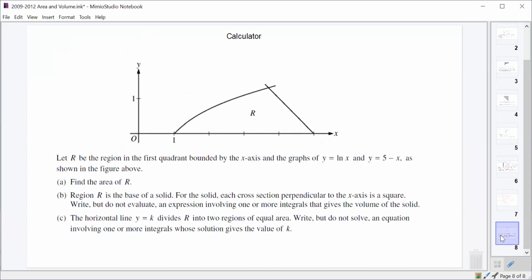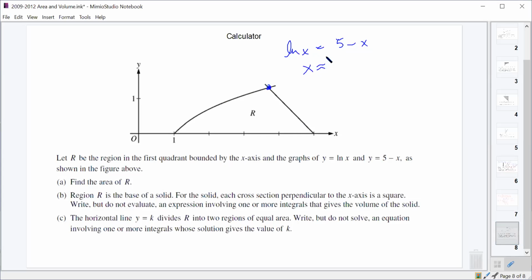All right, let's take a look at this one. That was a calculator problem that you worked on at home. Part A was pretty similar to the one we just did. If we wanted to find the area of R, what's the first thing that we would need to do? Find where they intersect. Exactly. And so you'd want to show that you wrote natural log of x is equal to 5 minus x. And you just use your graphing calculator to figure out when that was true.